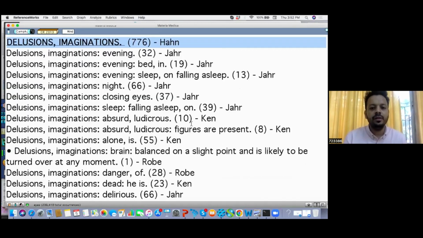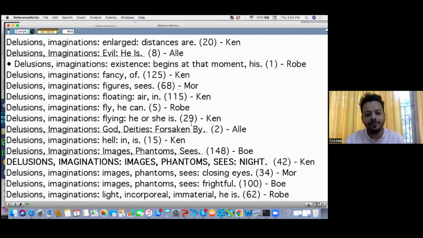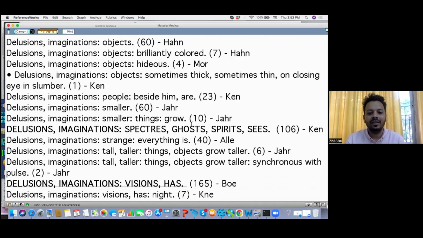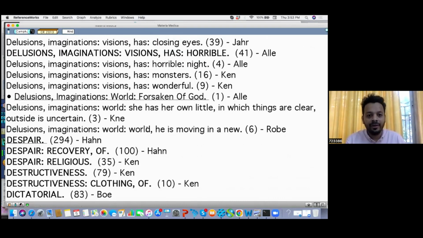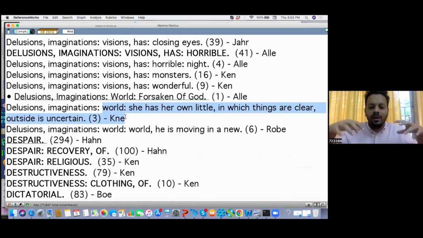The other very interesting rubric which I use a lot to understand camphora, which I'm going to try to show you, is given by Nair, and he writes, delusion, she has her own little world in which things are clear and outside is uncertain. It's a very beautiful rubric of camphora. This gives you an idea that camphora wants to be in a comfort zone. Camphora wants to be in a world where they are on their own, their own family, their own friends, their own work.